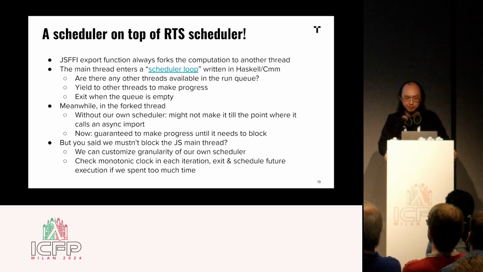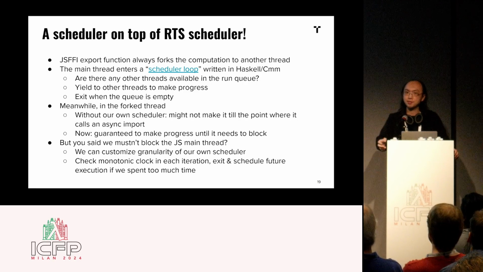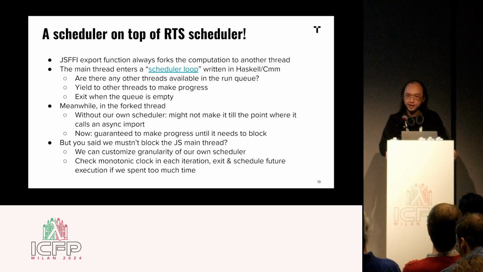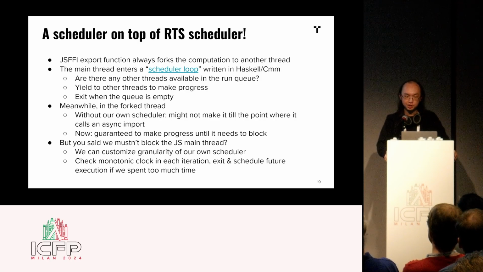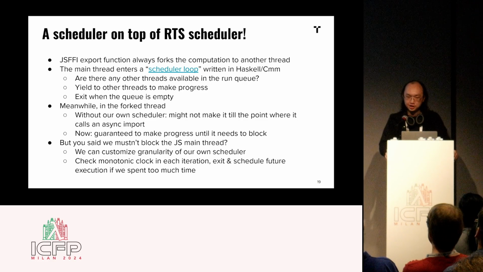So whenever you need to do some blocking operations like calling the fetch API in your Haskell code, you fetch it off to a forked thread, and then your main thread will just poll the run queue and see if there is any work left to do, and if so, we are going to be yielding to that other thread for execution so that you can guarantee that the thread that is in your business logic can actually make some progress.